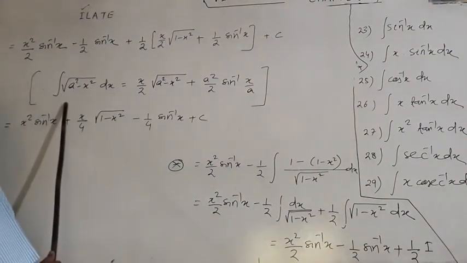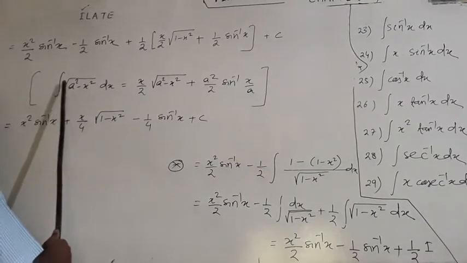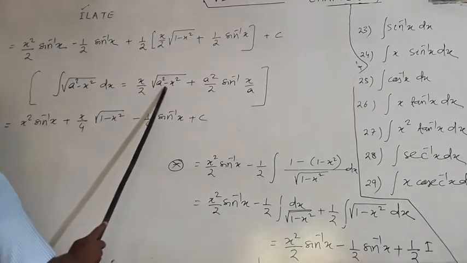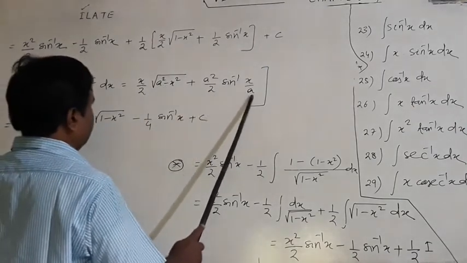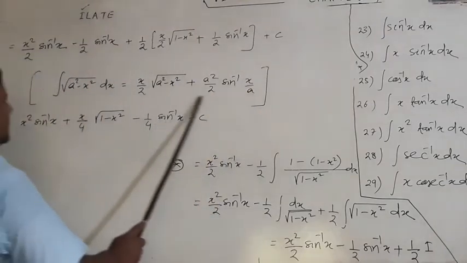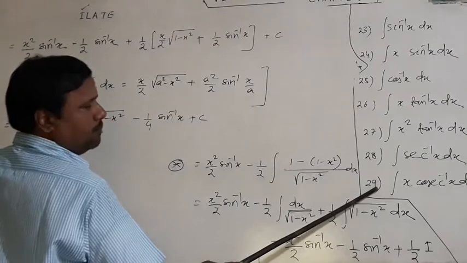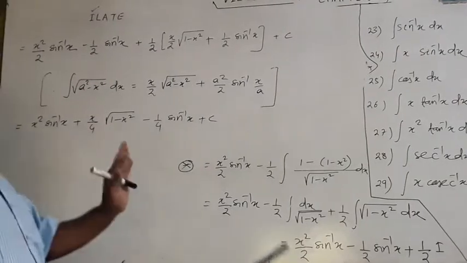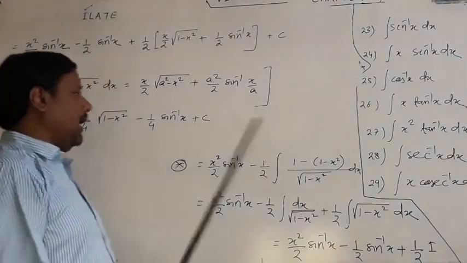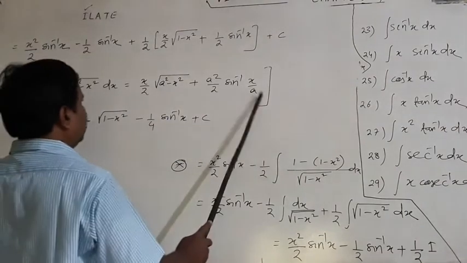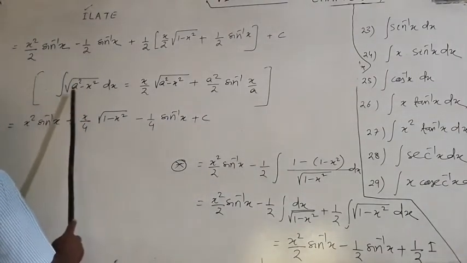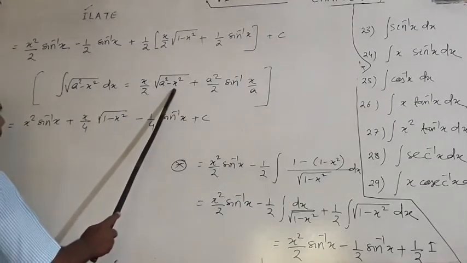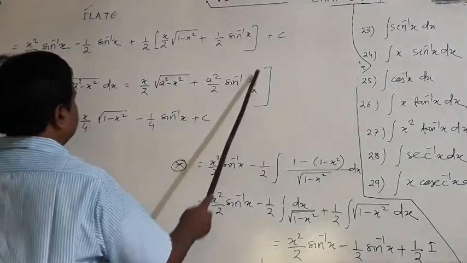We have a formula. What is that? Integral of a square minus x square root over dx is x by 2 a square minus x square root over plus a square by 2 sin inverse x by a. This formula I will explain after my 29 problems. After solving 29 problems, I will tell you 5 formulas. In those 5 formulas, I will explain how it comes. First you know and write that integral of 1 minus x square root over dx is x by 2 a square minus x square root over plus a square by 2 sin inverse x by a.